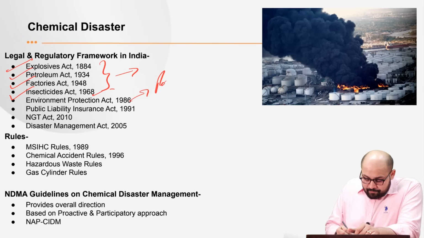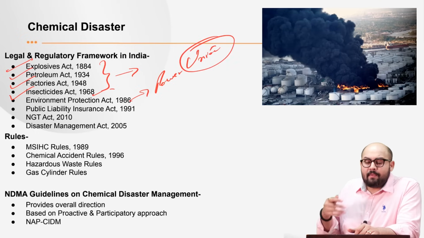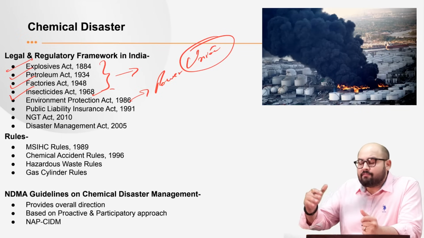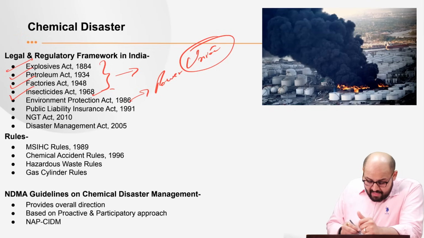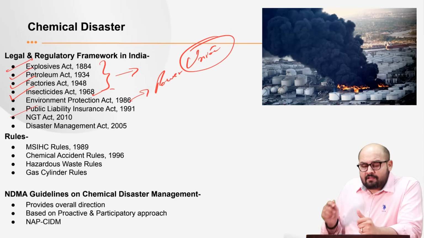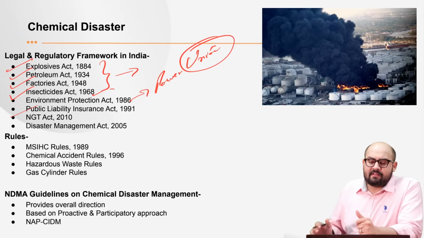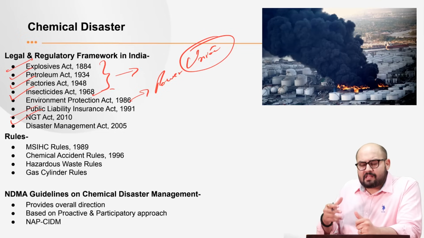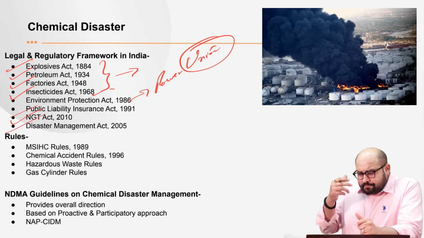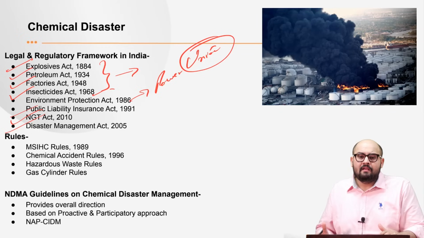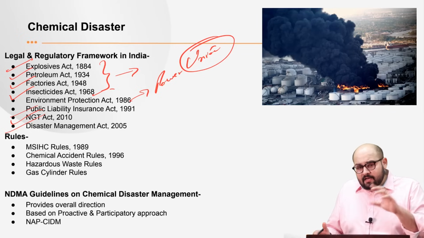Now this gives power to the union government to regulate, to set standards, and to make measures so that the industries follow these standards in letter and spirit. Then we have the Public Liability Insurance Act. This provides relief to the victims of disasters or accidents. Then we have the National Green Tribunal Act of 2010. This provides for expeditious disposal of cases on environment protection and conservation. Then we have the Disaster Management Act of 2005. This provides an overall framework for the management of disasters in the country, including chemical disasters.